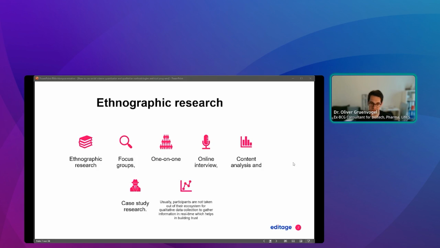And for all of these methodologies, a very common phenomenon is that participants are not taken out of their ecosystem to collect the data. You will rather want to collect the data in real time and also in the real environment where these either opinions, behaviors, whatever we are studying, are actually occurring. So it's more on the natural side of a behavior that we are monitoring there.